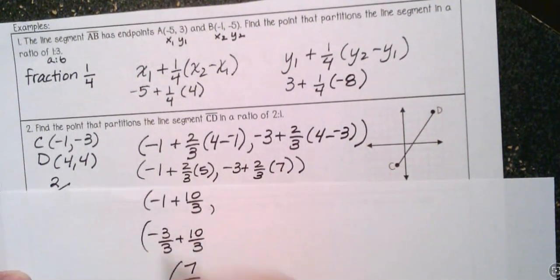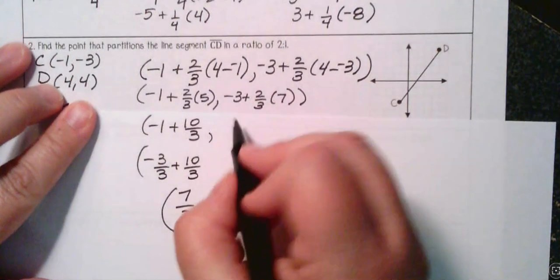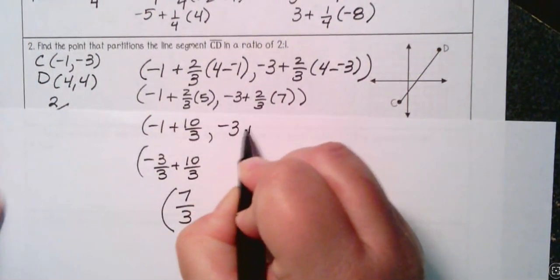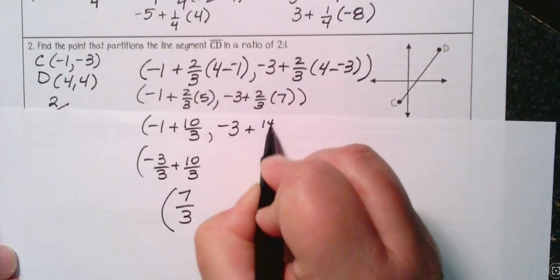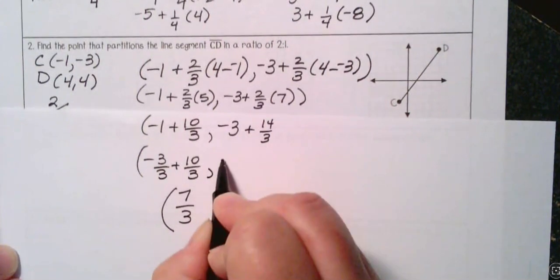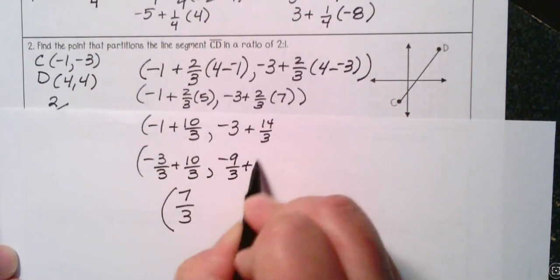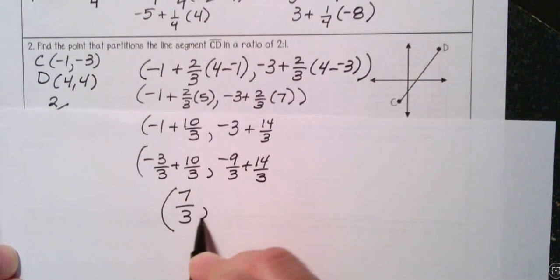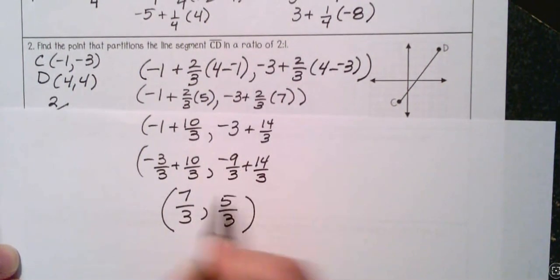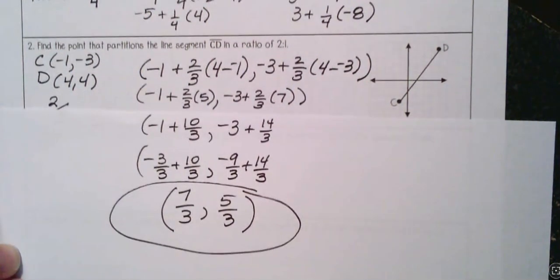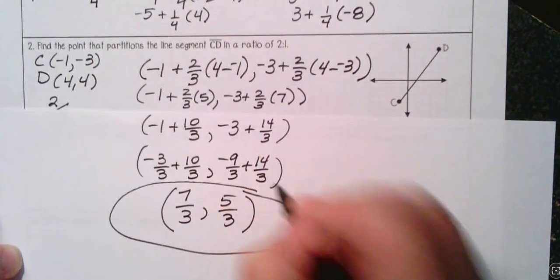Okay, so there's my x value. And -3 plus 2/3 times 7 is 14/3. Again with the common denominator. And this gives me 5/3. And that is my answer. Let's close those parentheses, and we're going to do one more.